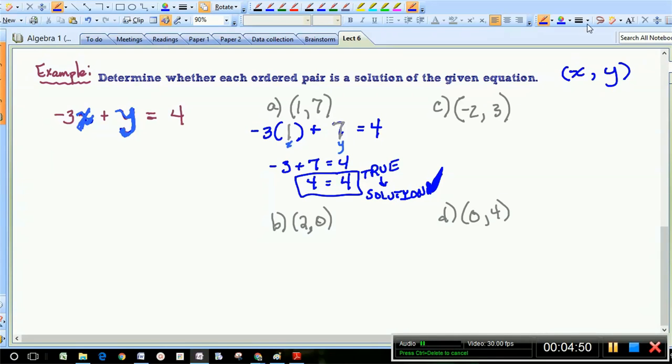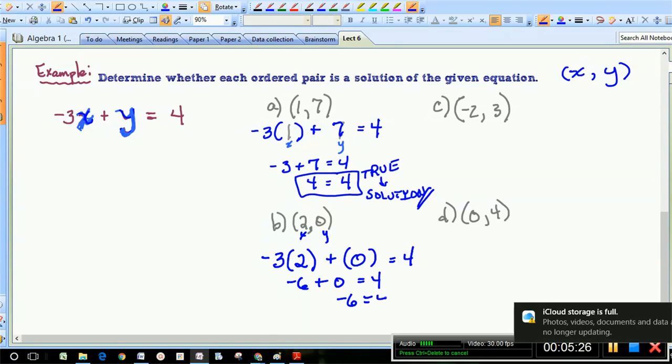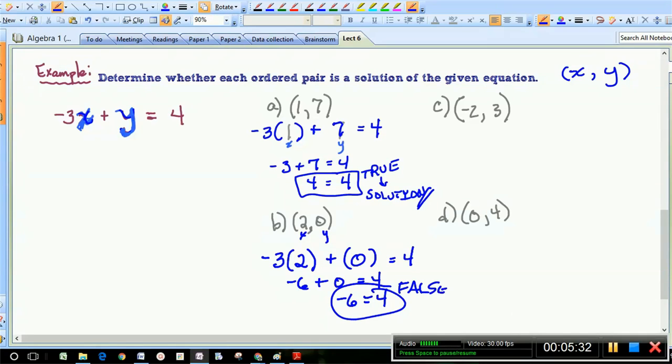Okay, so let's look at B, 2, 0. All right, so we want X and Y. X is 2 and Y is 0. Let's write our template. It's -3, open a parenthesis, plus Y. You can put a parenthesis there too. X is 2, Y is 0. Now just clear up the left side and see if it equals 4. -6 here, plus 0. You can see that this is going to be false. -6 is definitely not equal to 4. So it's not a solution.